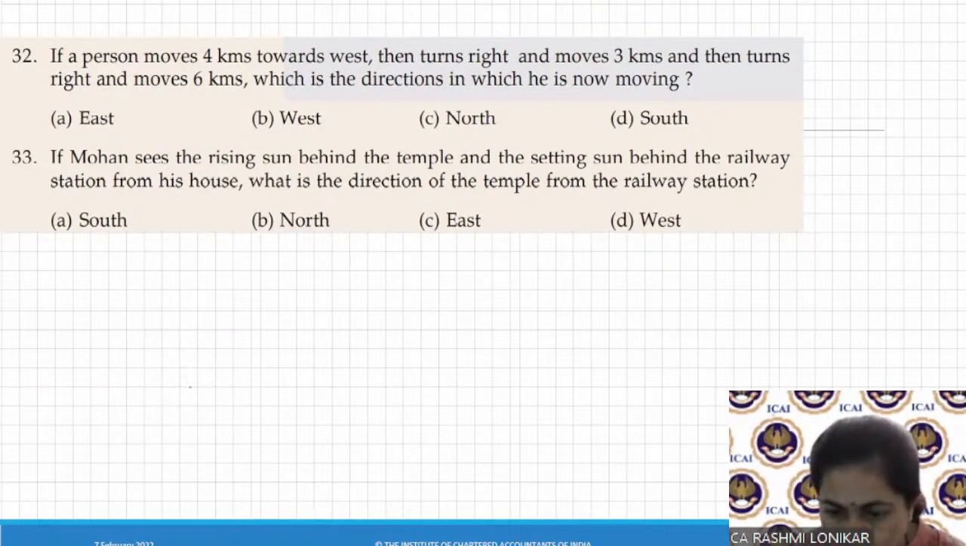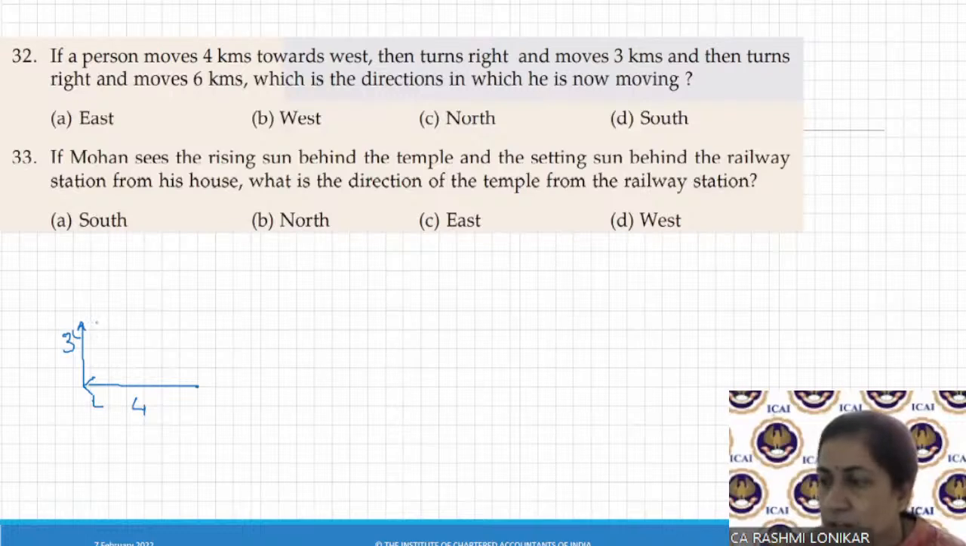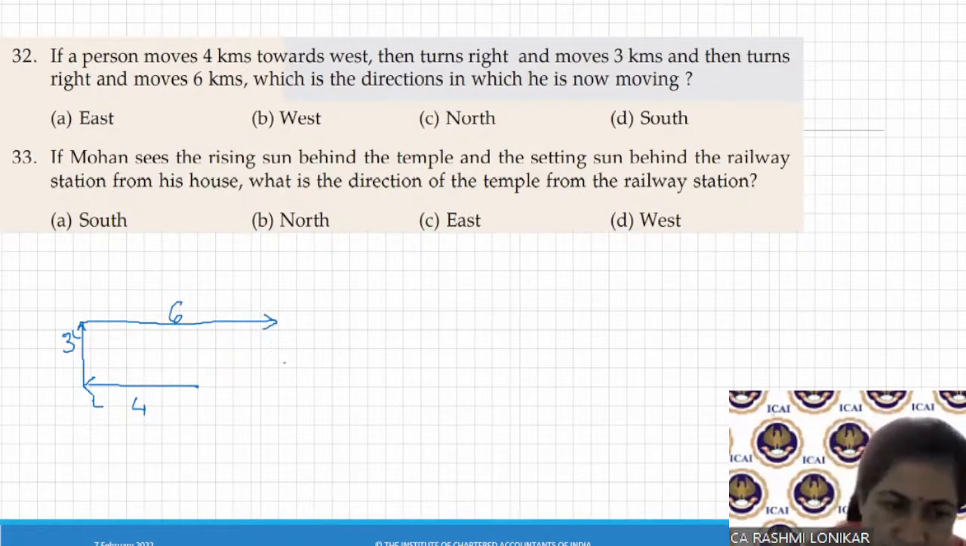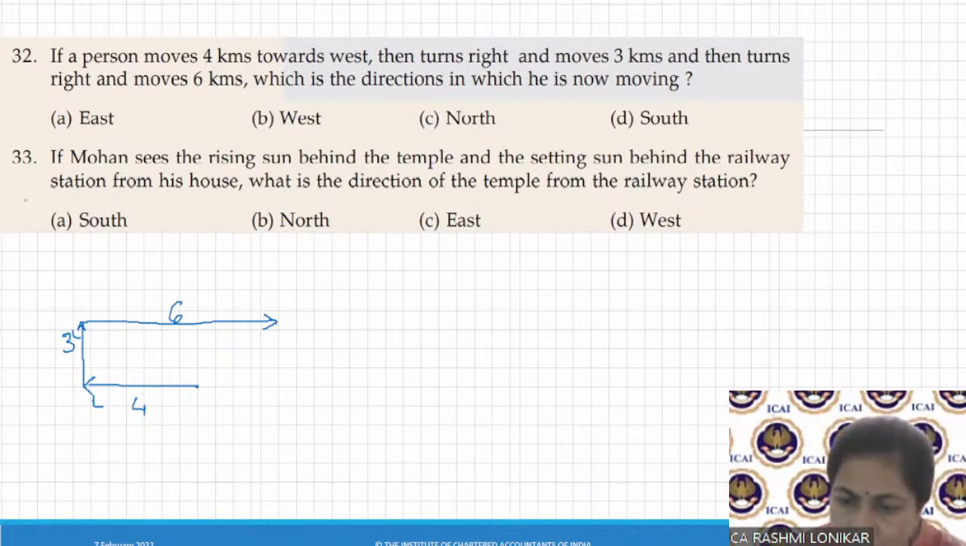If a person moves 4 kilometers towards west, so this is his left, and then turns right and moves 3 kilometers. Then he turns right again and moves 6 kilometers. Which direction is he moving now? This is my east direction. So it will be A, east direction.